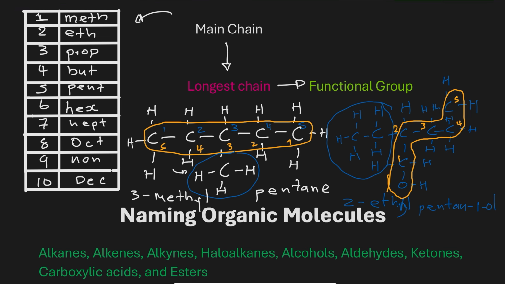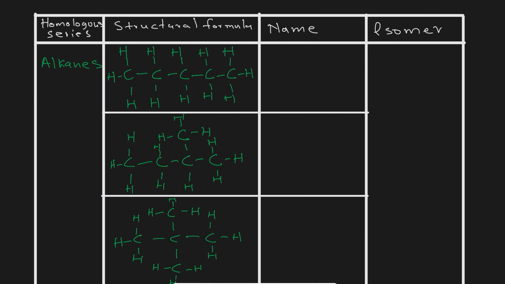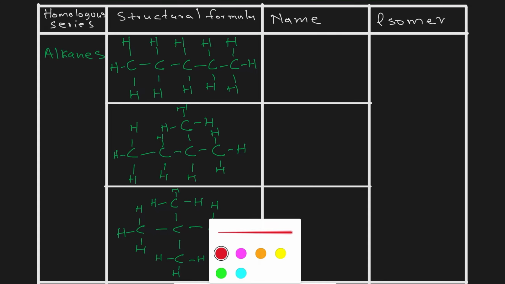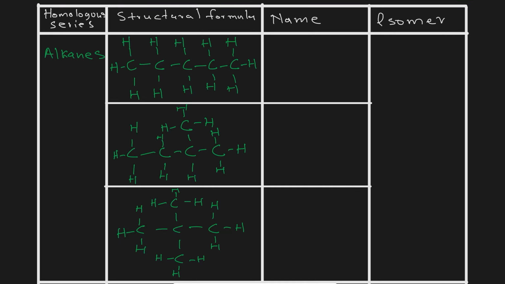So now, in this video, we are going to name different types of organic molecules so that we can get used to how we name organic molecules. So the first organic molecule that we're going to look at is what we call alkanes. If you look at this first alkane here, we have just a straight chain consisting of 5 carbons. Remember, for you to name an organic compound, you must identify the main chain. In this case, the main chain has 5 carbons. So that main chain is going to be pentane.